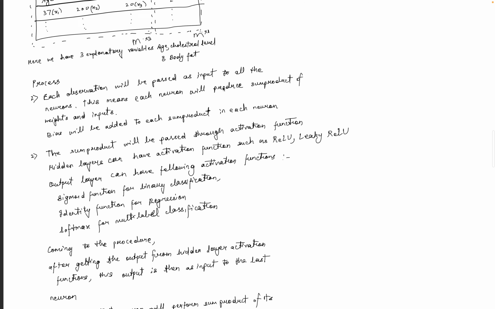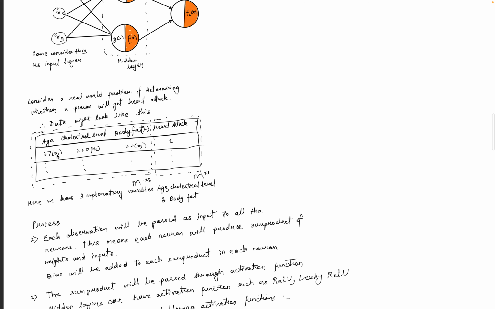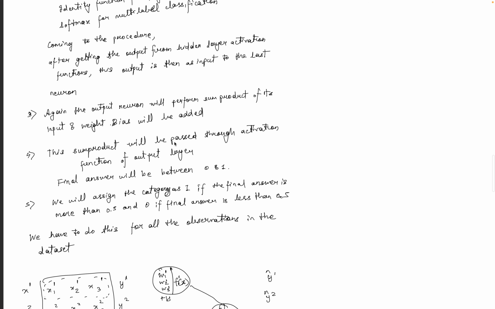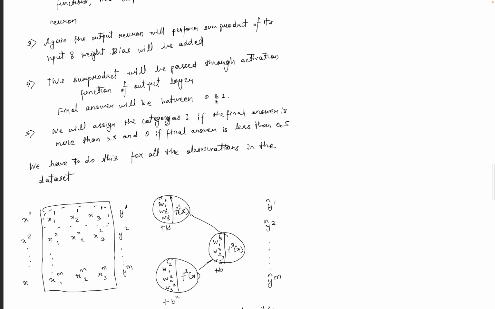Here the final answer will be between 0 and 1, but again this is a probability. If for a particular input in our data set we have the answer as 1, then after getting the answer between 0 and 1, we can do this: if the answer is more than 0.5, we'll assign it 1, and if it is less than 0.5, we'll assign it 0.